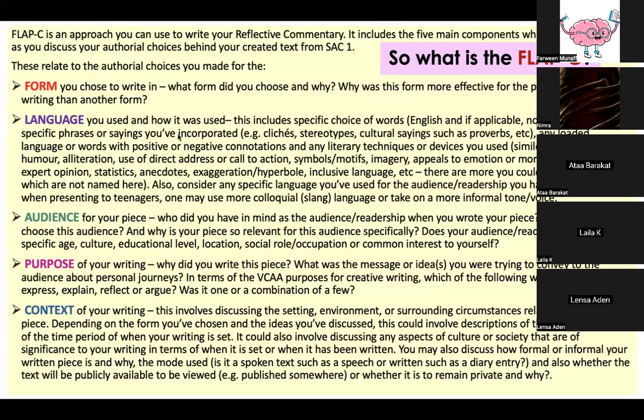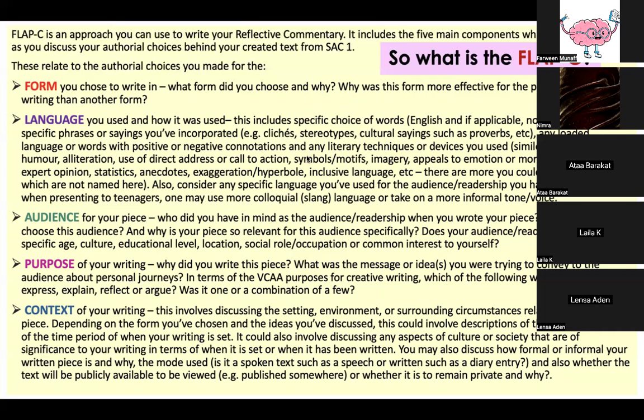The next criteria will make up a pretty big chunk of your written explanation tomorrow, which will be language. So obviously each of you are writing in a different form for a specific audience with a specific purpose in a specific context. The language that you use really affects this, okay? So a lot of the people that are the focus of your creative writing for SAC 1 would have had a specific cultural background, okay? And so some of you have opted to include non-English words or other language words, and that's fine.